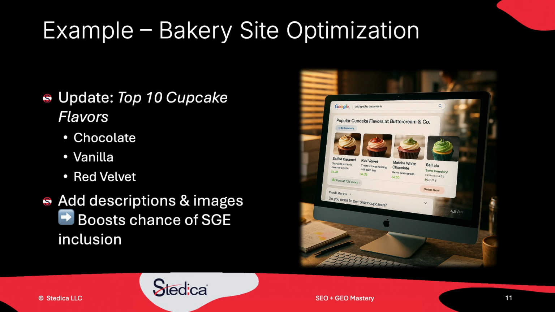Example: you run a local bakery and you notice that SGE generates a list of best cupcake flavors. You update your website with a clear, optimized list. Top 10 cupcake flavors: chocolate, vanilla, red velvet. Include a brief description for each flavor. Add high-quality images. Now your page has a better chance of being used in SGE.